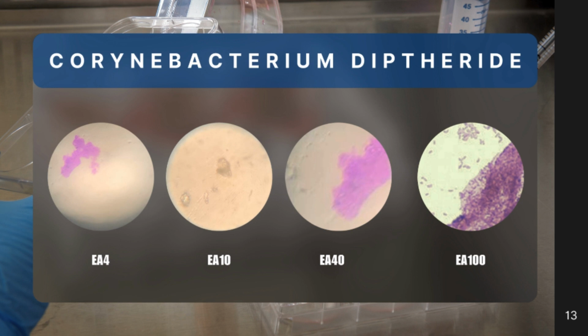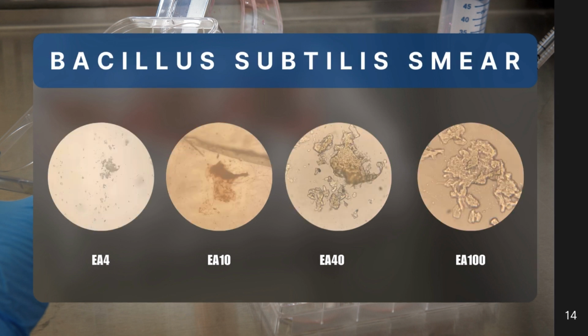The bacterium produces a toxin that can cause a thick, gray coating to form in the throat and nose, making it difficult to breathe and swallow. Diphtheria can also lead to complications affecting the heart and the nervous system. Vaccination against diphtheria is highly effective in preventing the disease.